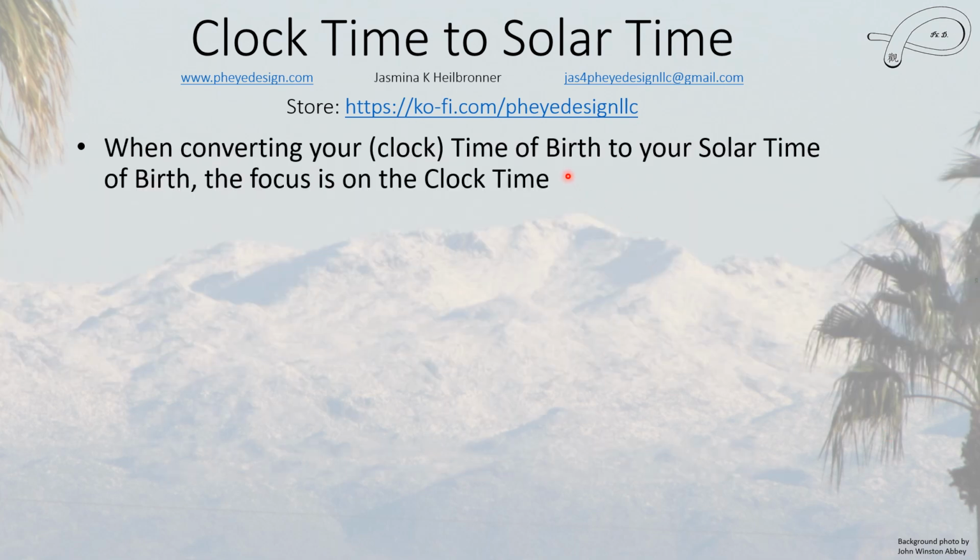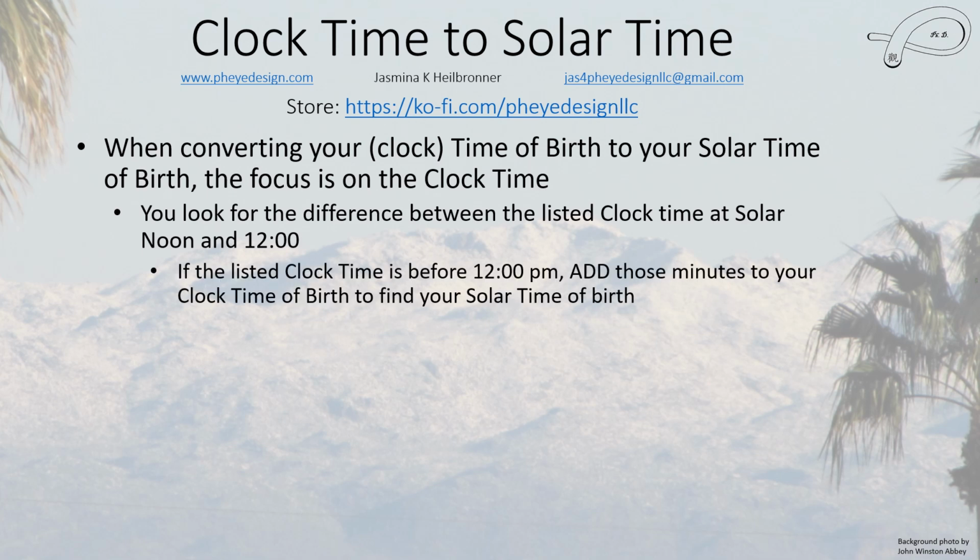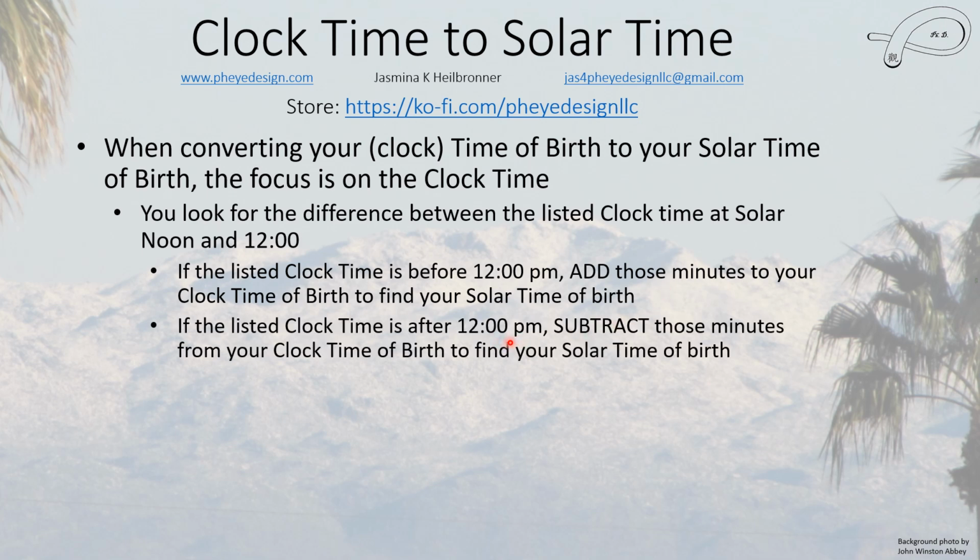Now, when converting your clock time to your solar time of birth, the focus is on the clock time, because that's what's going to be written on your birth certificate. What you're looking for is the difference between the listed clock time at solar noon and 12:00 p.m. If the listed clock time is before 12 p.m., you add those minutes to your clock time of birth to find your solar time of birth. That's the rule. And if the clock time is after 12 p.m., you subtract those minutes, the difference between the solar noon, that is 12, and whatever number this is, from your clock time of birth to find your solar time of birth.